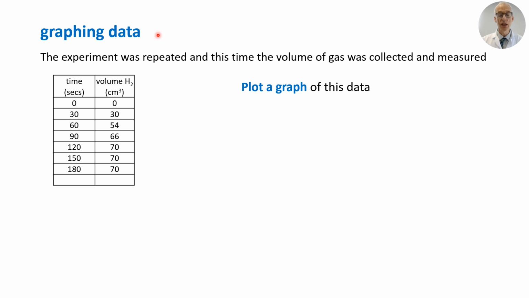So let's discuss the graphing of experimental data. Imagine the experiment previously was repeated, and this time a volume of gas was collected and measured. So every 30 seconds, the volume of gas collected and measured. I've chosen hydrogen as the gas. So the volume is in centimeters cubed, the time is still in seconds. Can you plot a graph of this data? Pause. On graph paper, plot a graph. Come back to check and correct when you are ready.